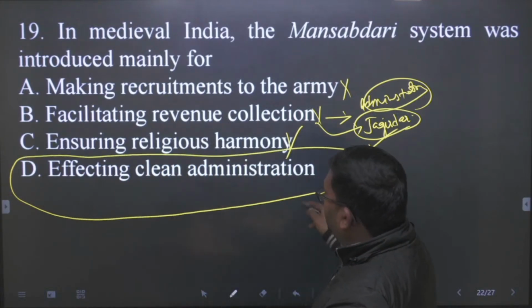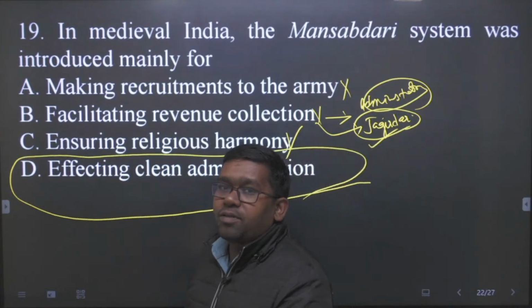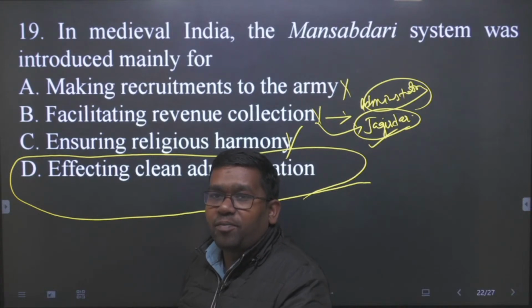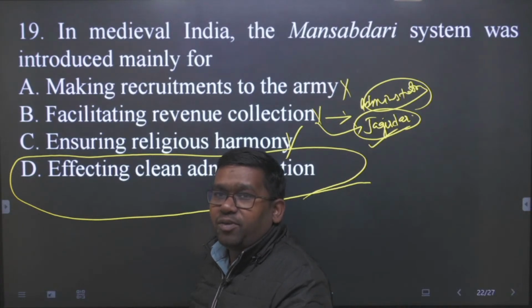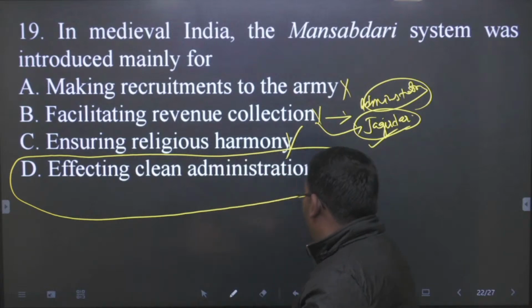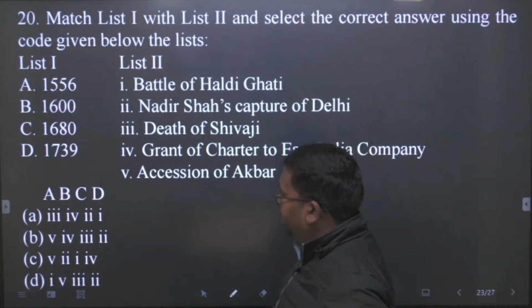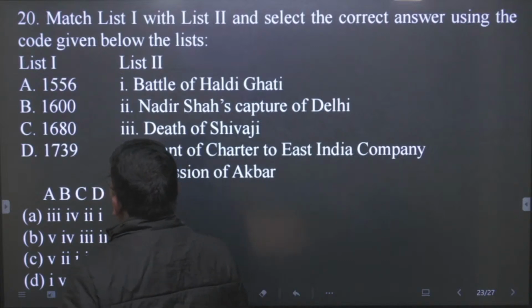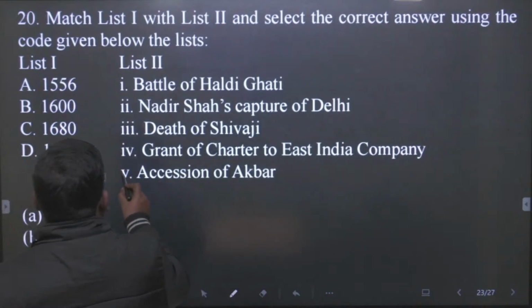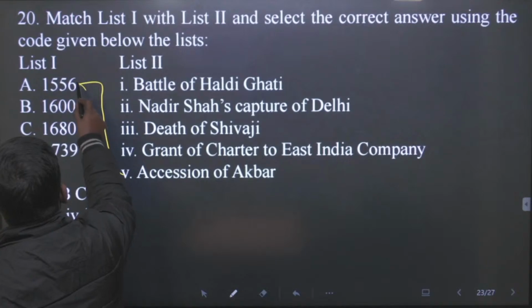So let me tell you, 90% of the questions we have discussed till now are from the previous year question paper. Okay, so we have seen these points. Then let us see the next one. Which event happened on which date, and let us understand how we answer this. So in 1556 what happened? Akbar had become the king.